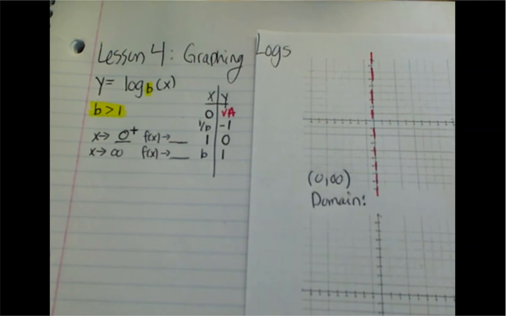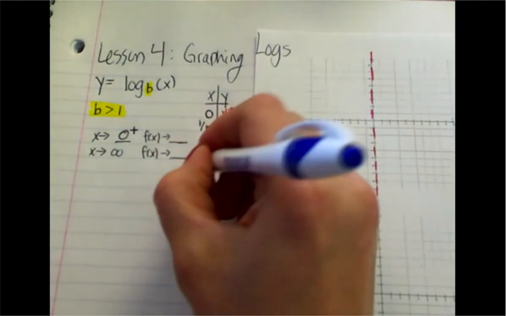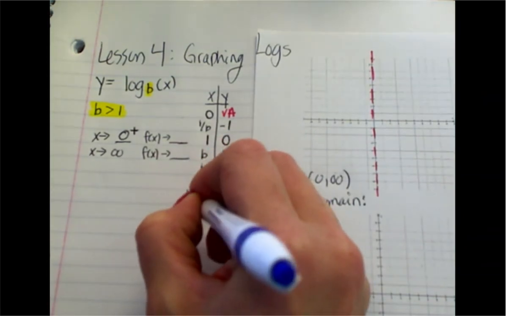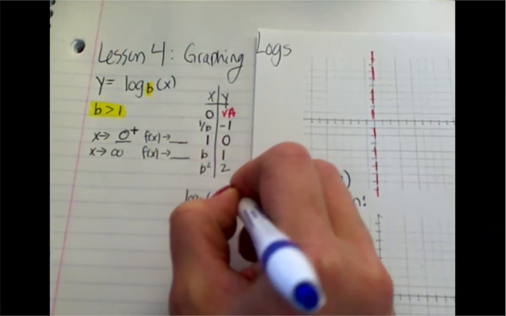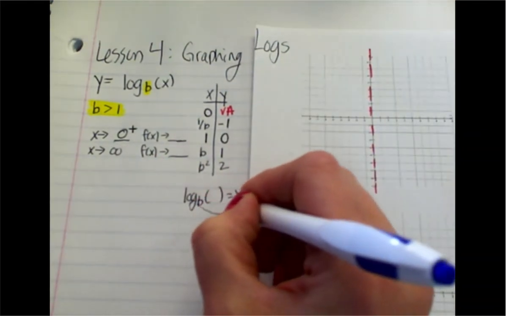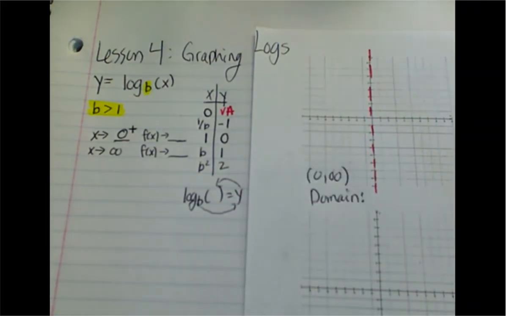I mean, I could go on and on here, but that's enough points, right? 3 points. What if I did b squared, 2? Okay, so I'm thinking of what inputs I can actually evaluate. What helps us evaluate? Thinking of it as the exponential format instead. Okay, let's put these points on the graph and see what we can come up with in order to answer our questions.